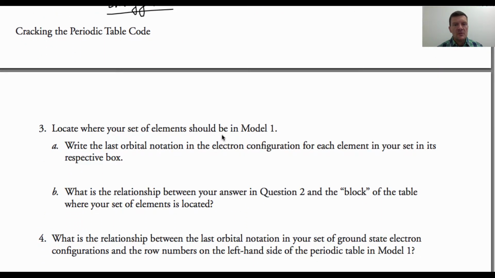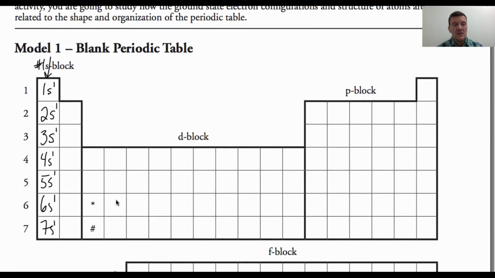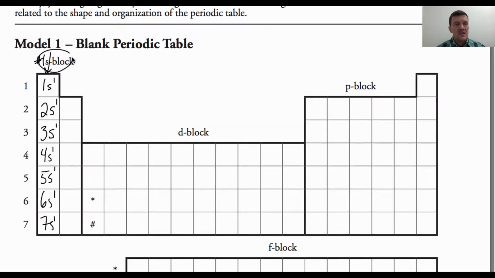Locate where your set of elements would be in model 1, and we did that already. Write the last orbital notation in the electron configuration for each element in your set in its respective box. We did that already as well. We did 1s1, 2s1, etc. What is the relationship between your answer in question 2 and the block of the table where your set of elements is located? Well, they have told us that this is called the s block. If you see it in the bold outline here, this is the s block. Well, why would this be called the s block?